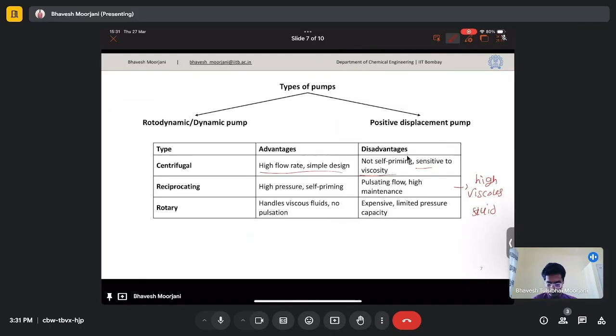Similarly, rotary pumps also handle viscous fluids, and there are no pulsations, but rotary pumps are slightly more expensive. You will find rotary pumps in all applications that involve a small amount of fluid, such as oil injection. Centrifugal pumps are most common for a higher flow rate, but if you want a much higher pressure, then reciprocating pumps are recommended.